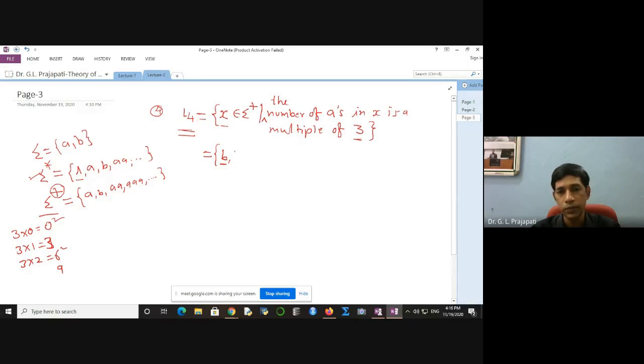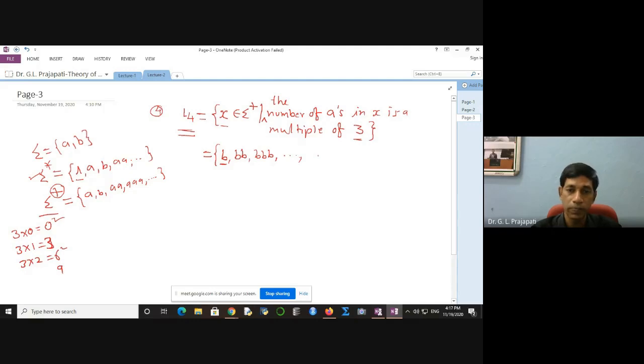Then you can have double B also. This is also valid. Number of A's is a multiple of 3, and so on. You can have triple B. This is also a valid string. Means any possible string that contains only the symbol B is a valid string in this language. So either you have length 1, 2, 3, 4, 5, 6, and so on. But once you have the A, you must ensure that it must be a multiple of 3.